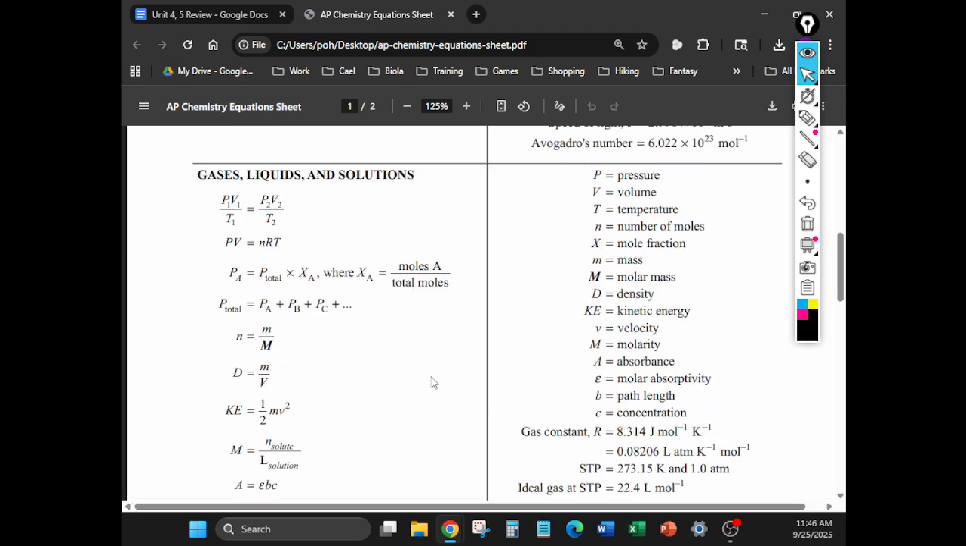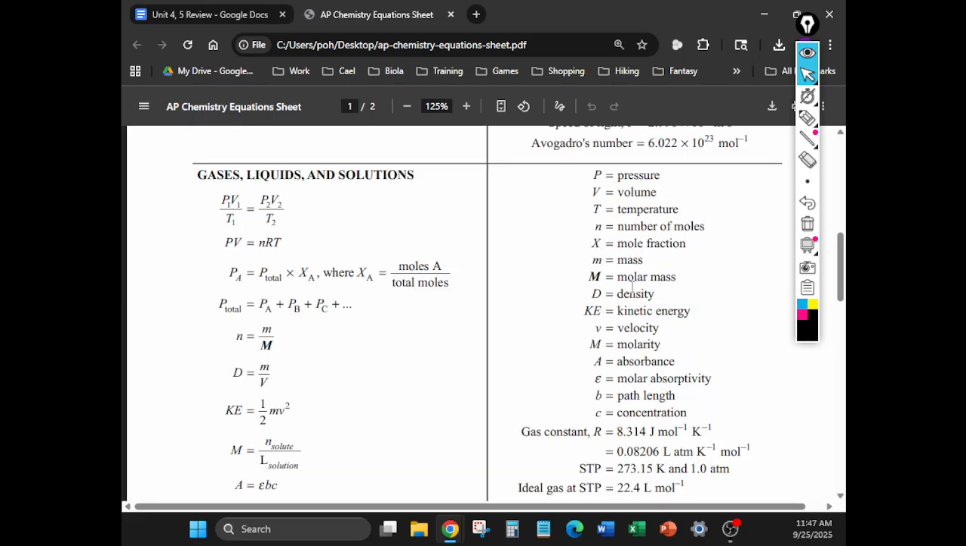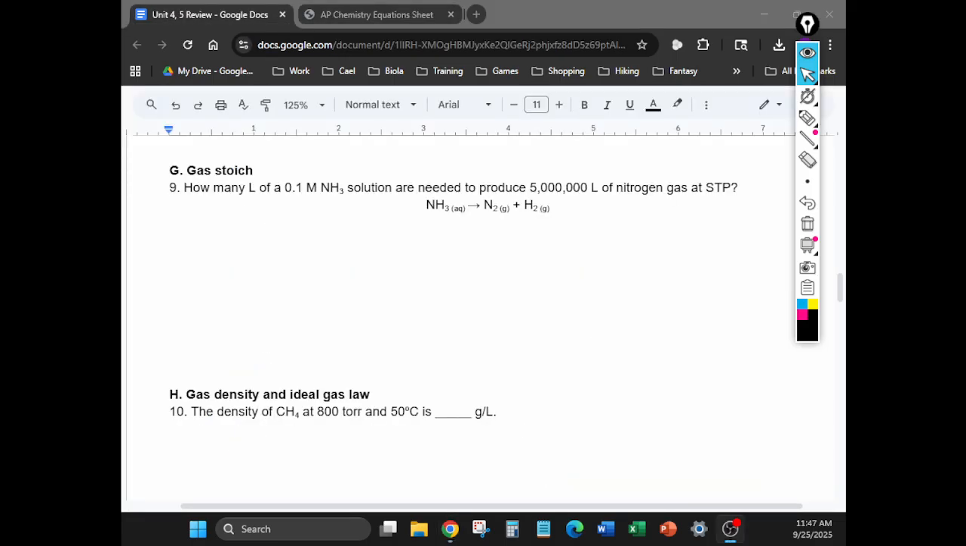Okay, so I want you guys to just have this handy. It also has information like what STP is, and the gas constant, so you don't need to memorize it. And then they have all the variables. So that's all the stuff that you're going to have for the exam, so you don't need to memorize it. Again, I want you to have it as we do our review. So let's go over this together, and then we'll be all done.